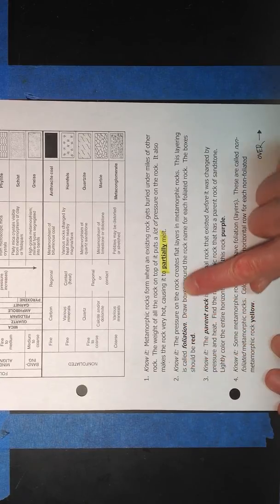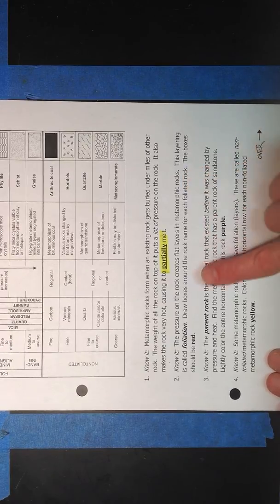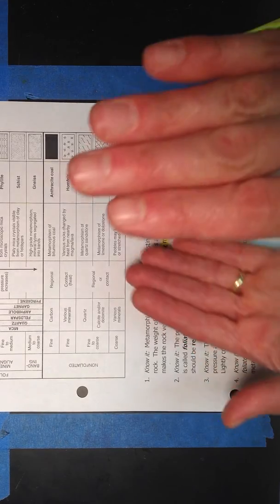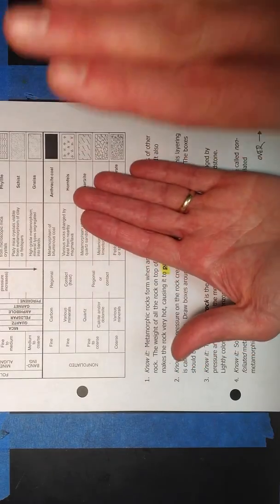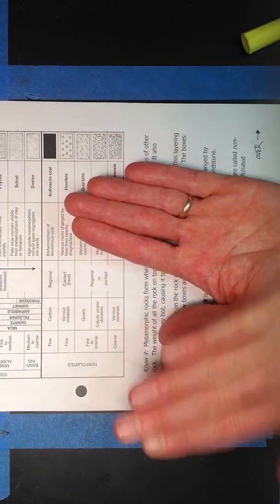Know it. The pressure on the rock causes flat layers in metamorphic rocks. This layering is called foliation. Draw boxes around the rock name for each foliated rock. The boxes should be in red. So foliation, if you have pressure on a rock going downward this way, you're going to have flat layers, and all the minerals will be really flattened in this way.